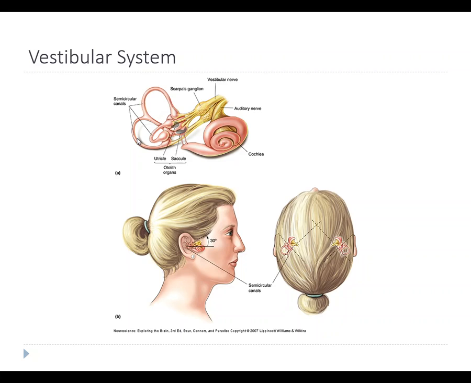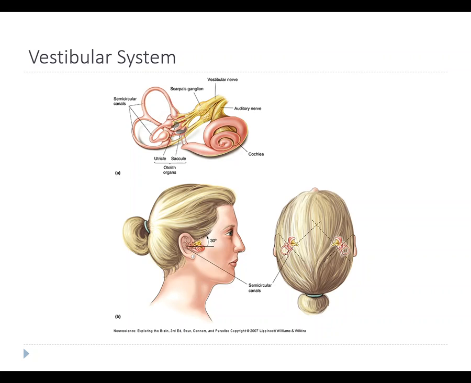You have one set of these structures in each ear, and this is how they're oriented next to the cochlea. So remember, the cochlea is the organ for hearing in the auditory system, but it is right next to the vestibular labyrinth. In fact, they're connected to each other. So the fluid that fills the cochlea also fills the chambers of the vestibular labyrinth.